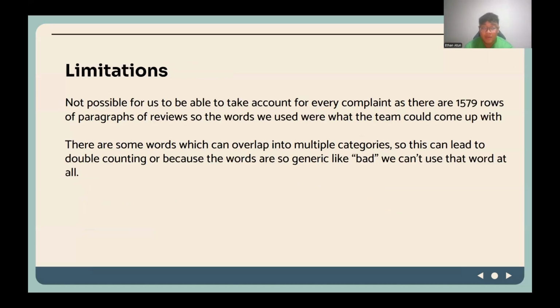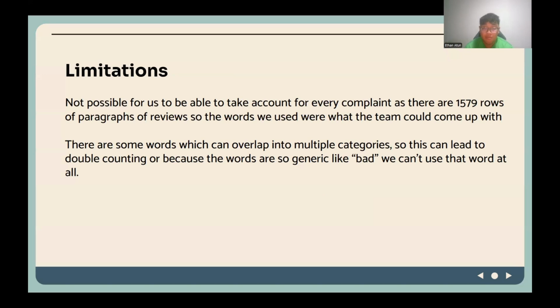We will now be looking at the limitations to answering this question. It is not possible for us to take into account every complaint, as there are 1,579 rows of reviews, which are paragraphs. So we decided to come up with words that can fit into multiple categories. We couldn't use words that are very generic, like bad, because it would be double counting into multiple complaints.